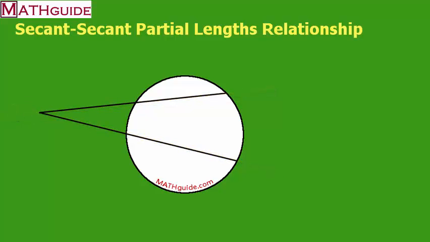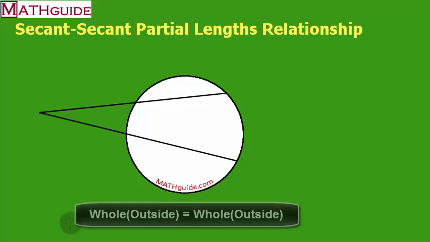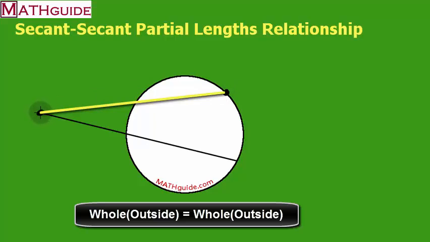Alright, so how does the secant-secant partial length relationship work? Well, it turns out that it's a really simple expression that you could use to remember. It's the whole distance, and obviously we're not talking about the whole distance of the secant line. It's infinitely long, as all lines are. When I say the whole length of the secant line, I'm talking about from this point of intersection to the point that the two secant lines intersect themselves. Okay, so that's the whole length that I'm talking about.